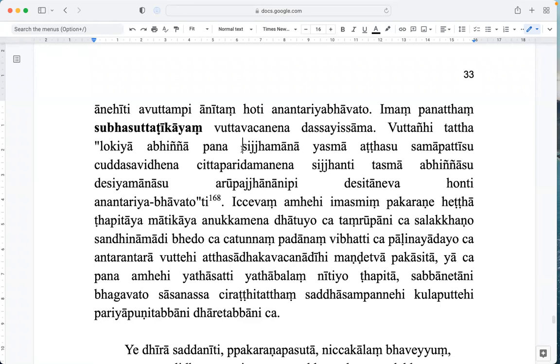Maybe if we explore that Subha Sutta, Digha, the original canon, commentary and Digha, at that point it will become clearer to us.